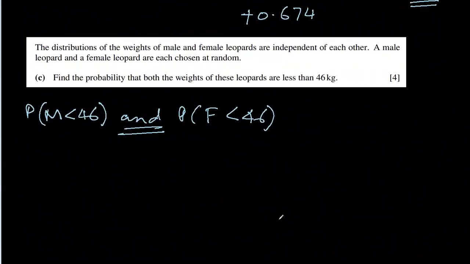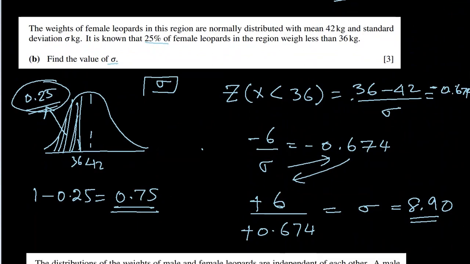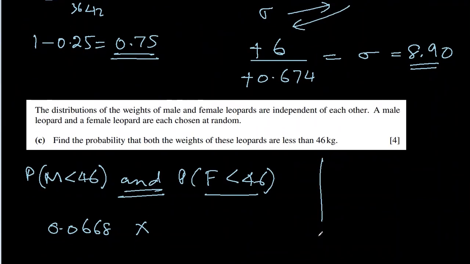The probability that it was less than 46 was 0.0668, multiplied by female less than 46. Do we have it here? No, we don't have it here. So we'll have to find it, and let's do it here. First, we have to find the z score for female being less than 46. I changed the variable x to f, okay? Doesn't matter. 46, the mean is 42.